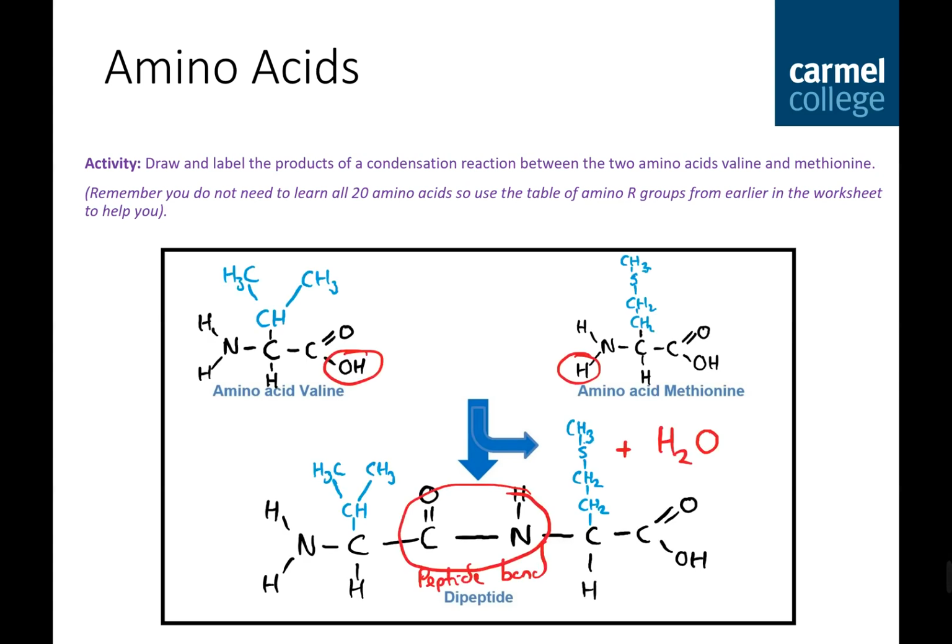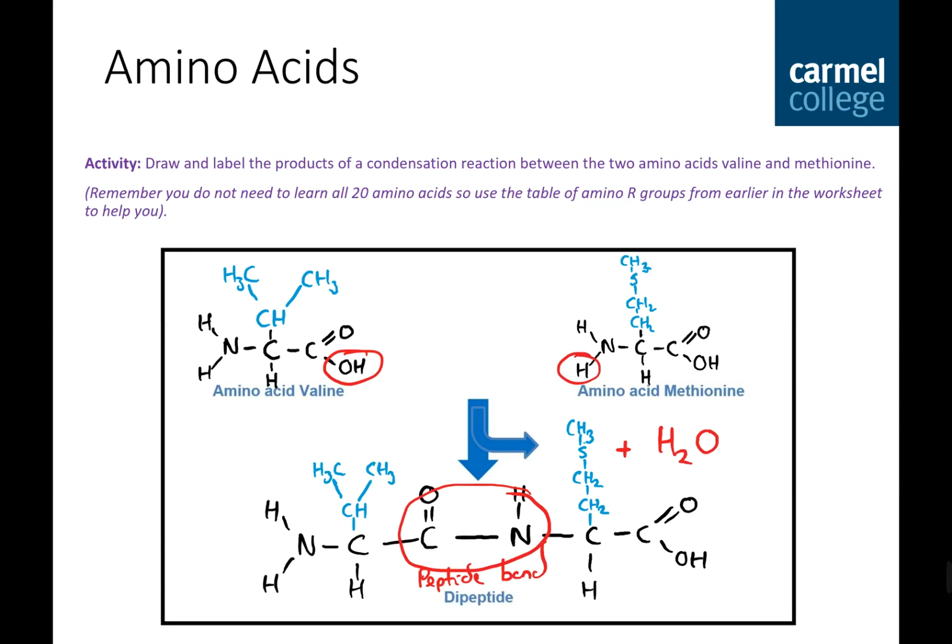Here you can see the expected answers for this particular activity. You can see the amino acid valine, with the R group highlighted in blue, and the amino acid methionine, with the R group highlighted in blue. As we said, all amino acids have the same basic core general structure, the bit highlighted in black. I've used blue to show the particular R groups of those amino acids.